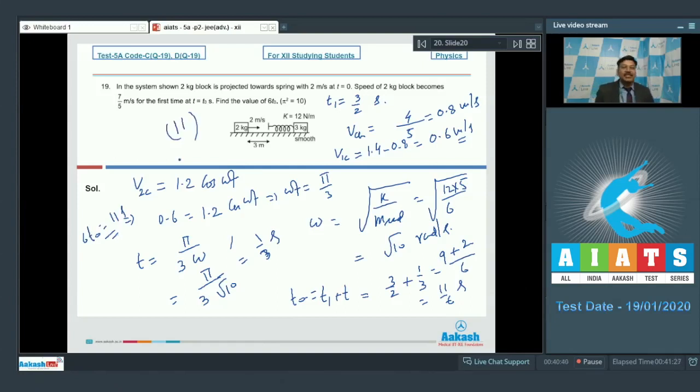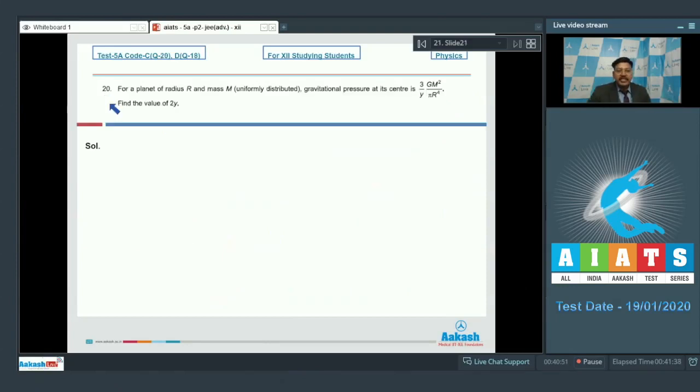Let's go to the last question of this test now. Question 20 says, for a planet of radius r and mass m uniformly distributed, gravitational pressure at its center is 3 by y G m square by pi r to the power 4. Find the value of 2y. Okay, so we can apply the concepts of both fluids and gravitation here.